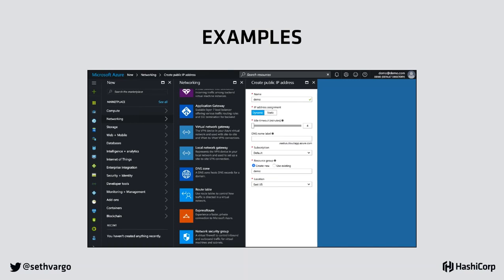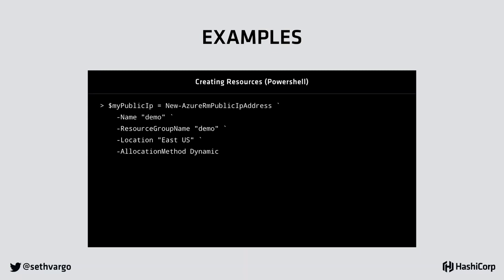You can either search or you can click through the different hamburger menus and create a public IP address. You give it a name, you tell it whether it's a dynamic or static allocation, pick the resource group and the location that you want that public IP address to be provisioned in. Obviously, this is great, it's very visual, but it tends not to scale well. You can't really automate clicking around on a UI, and it's not really great for teams.